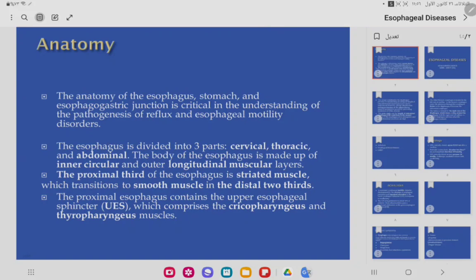The proximal third of the esophagus is striated muscle, so it means voluntary. Then it transitions, and the last two thirds are smooth muscle, okay? The proximal esophagus contains the upper esophageal sphincter, which comprises the cricopharyngeus and the thyropharyngeus muscle.